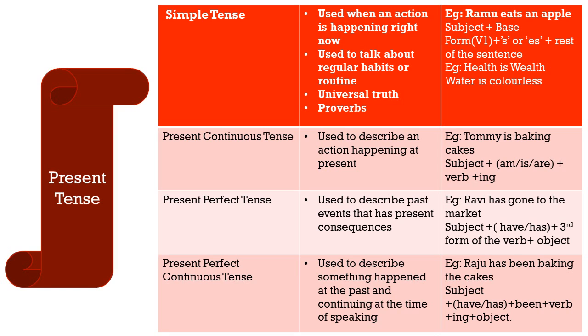Next, present perfect continuous tense is used to describe something that happened in the past and is continuing at the time of speaking. Example: Raju has been baking the cakes. Here, the structure of this tense is subject plus have or has plus been plus verb plus ing plus object.